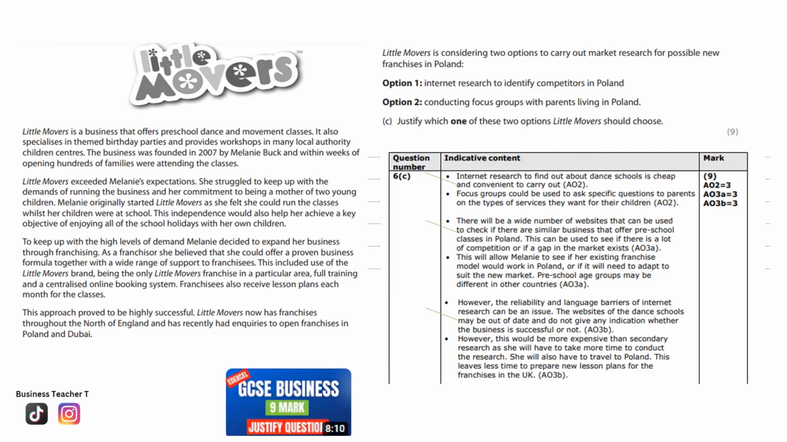However, this would be more expensive than secondary research as she will have to take more time to conduct the research. She will also have to travel to Poland. This leaves less time to prepare new lesson plans for the franchises in the UK.